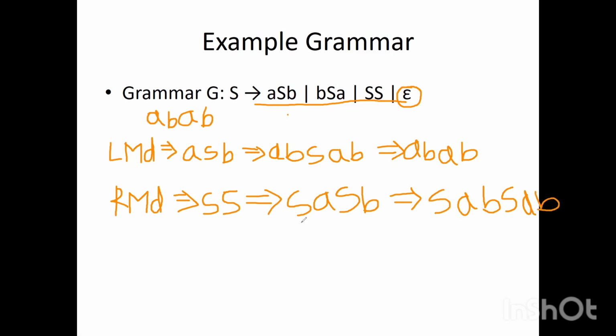Okay. Now, can you guess what will be our next step? Yes, absolutely right. Now both the S will be replaced with the epsilon here. Then epsilon is nothing but the null, so we don't have to write anything here. We can simply write it as ABAB, which is our required output.